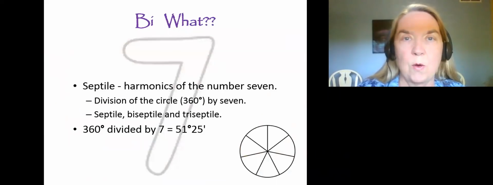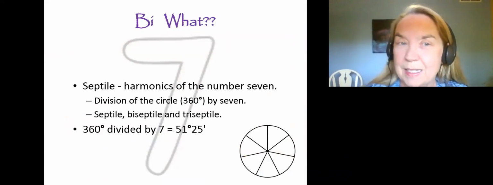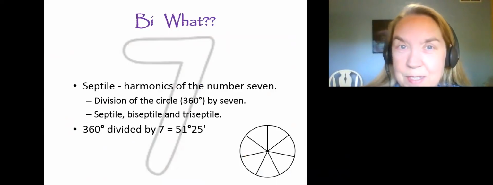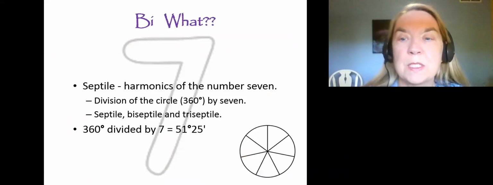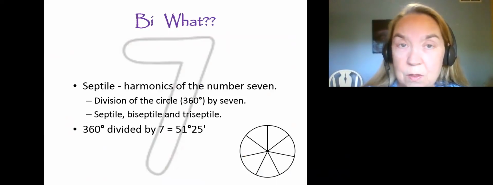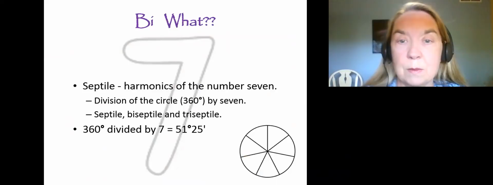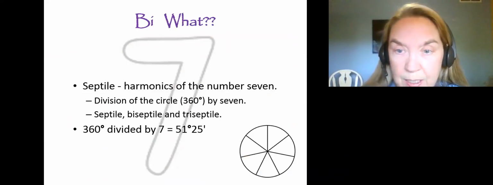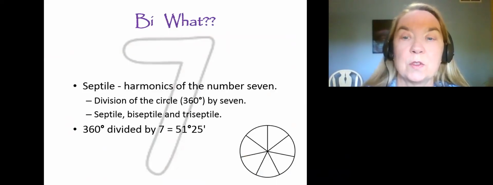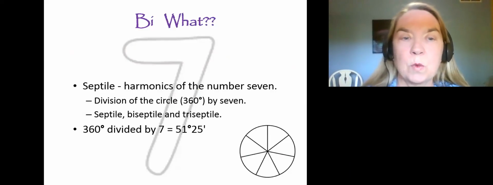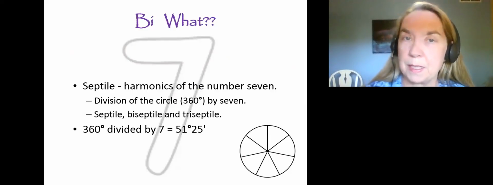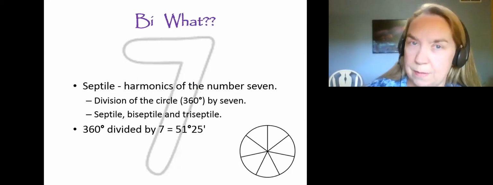First of all, though, what is it? It is a septile, and the septiles are the harmonics of the number 7. And this means what we're doing is we're dividing the circle into 7 pie-shaped segments. As you can see down in the lower right hand of your screen, this is what it looks like from the perspective of the circle. And what happens is that creates aspects that we call the septile, the biseptile, and the triseptile.